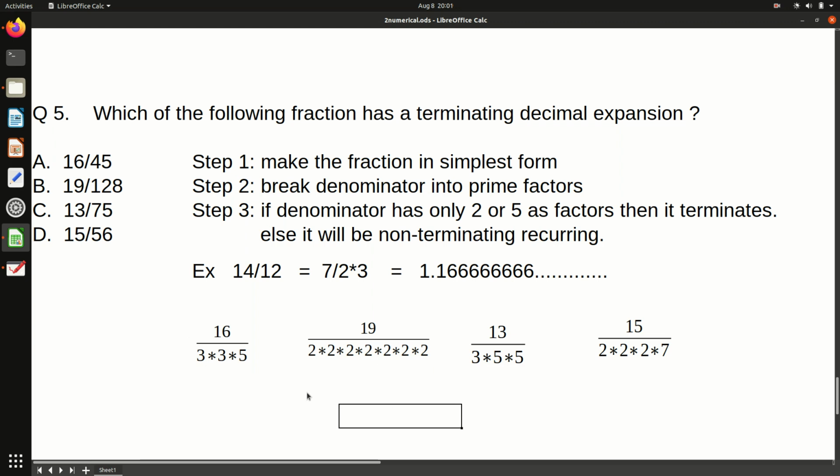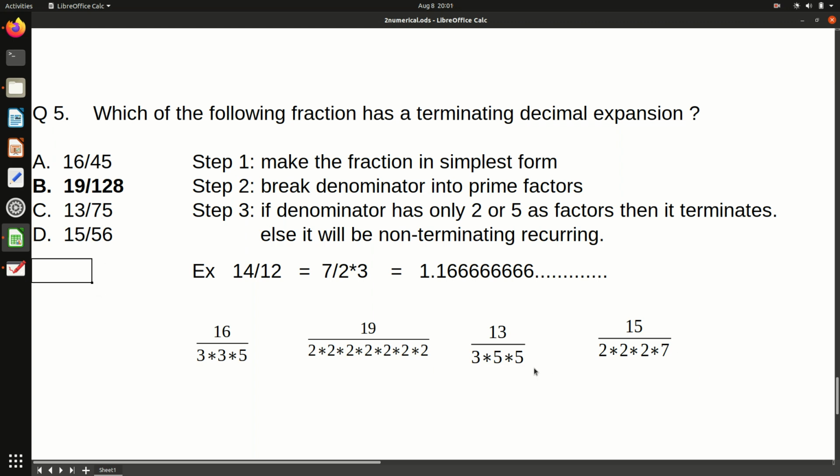Now see option B. This is already in the simplest form. So I have written 19 by, and then the prime factorization of 128 will be 2 into 2 into 2, 7 times. Now if you see, the denominator has only 2 as a factor. It means it is terminating. And the question is also asking for terminating. So B will be our answer. No need to check further, but if you want, you can check.